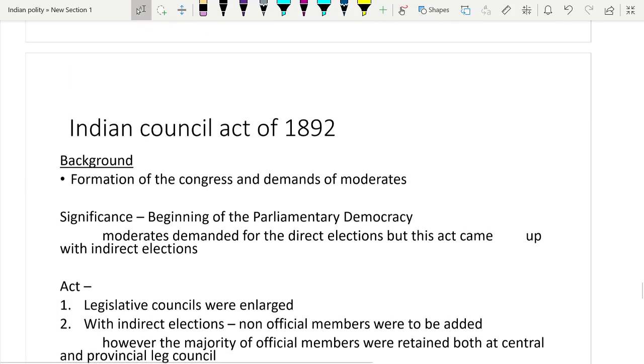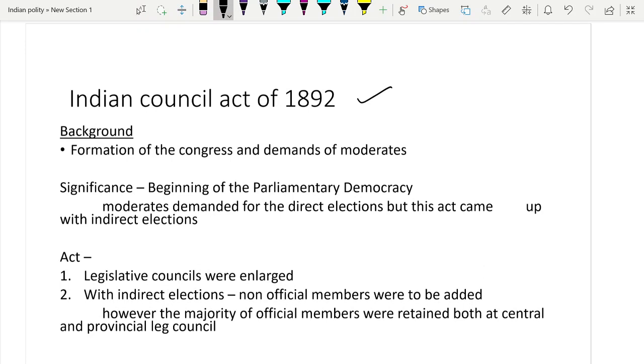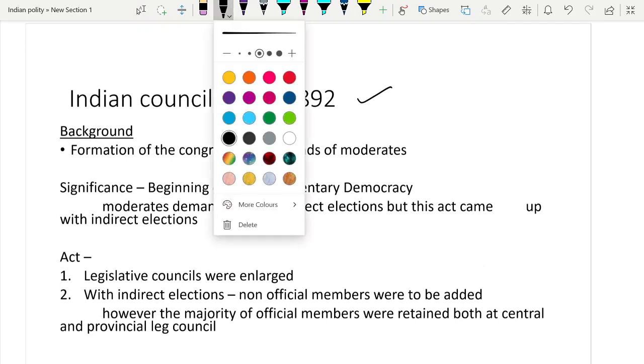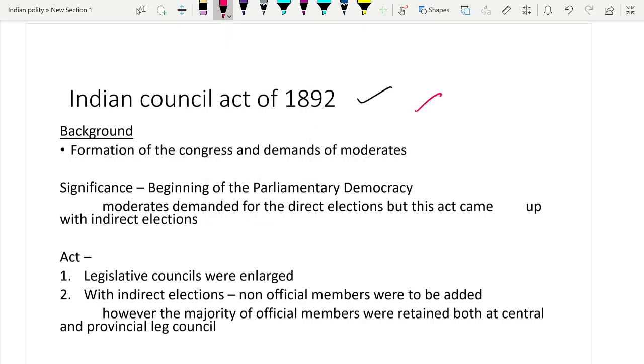Now we'll go to the 1892 act. First we'll see the background of the act. In 1885 the Congress was formed, and at the time of this act they were demanding local representation, and that too with direct elections. But this act introduced some members into the legislative council, or the legislative councils were enlarged. But direct elections were not there. Instead of direct election, indirect elections were there.